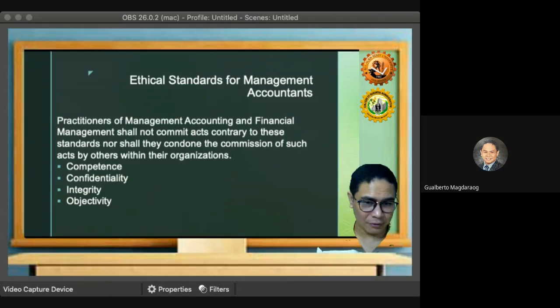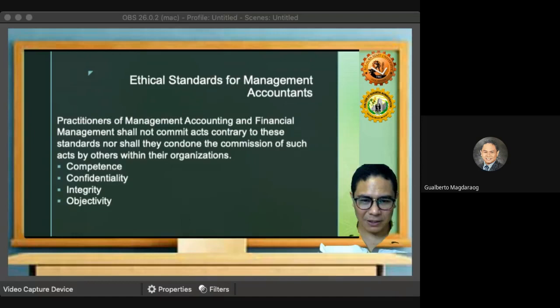Okay, so like I've said, ang proponent ng ethical standard is yung International Management Accountants. And yung ethical standard na yun is divided into two. Yung isa is the general ethical standard, and then yung isa is about conflict, if there are conflicts of interest, paano mo siya i-resolve. So generally daw, if you are a management accountant, ito yung mga ethical standard na in-expect sa'yo.